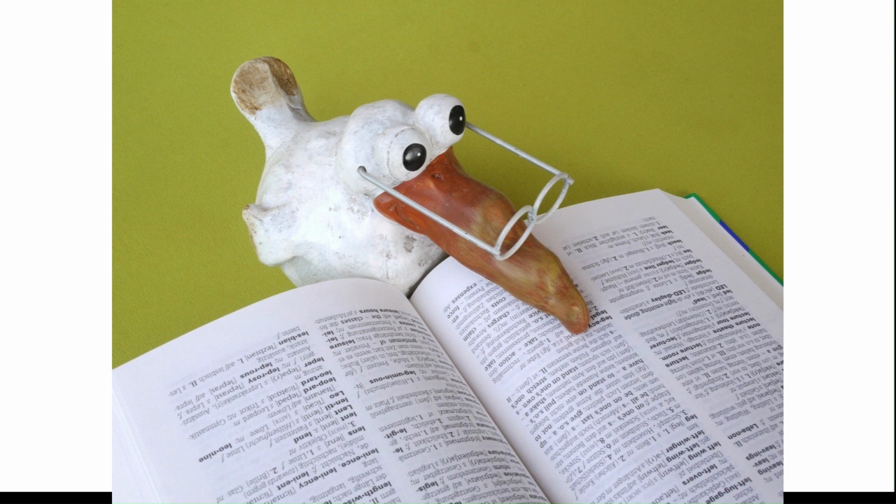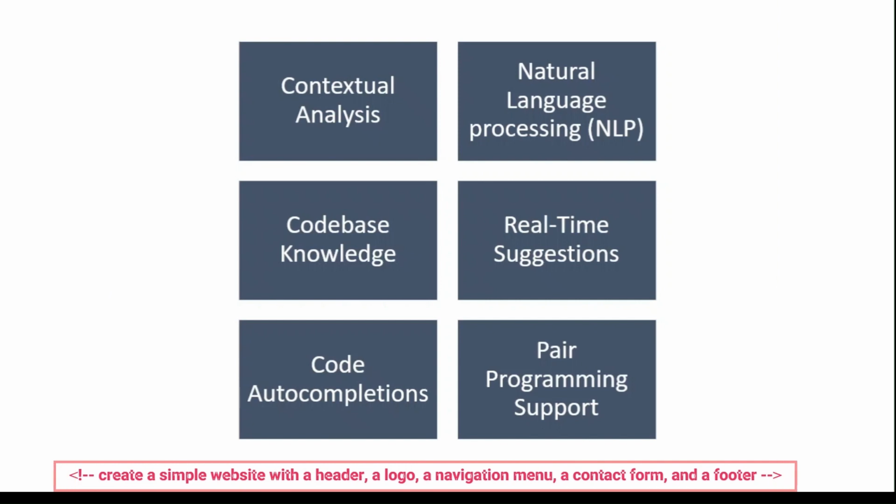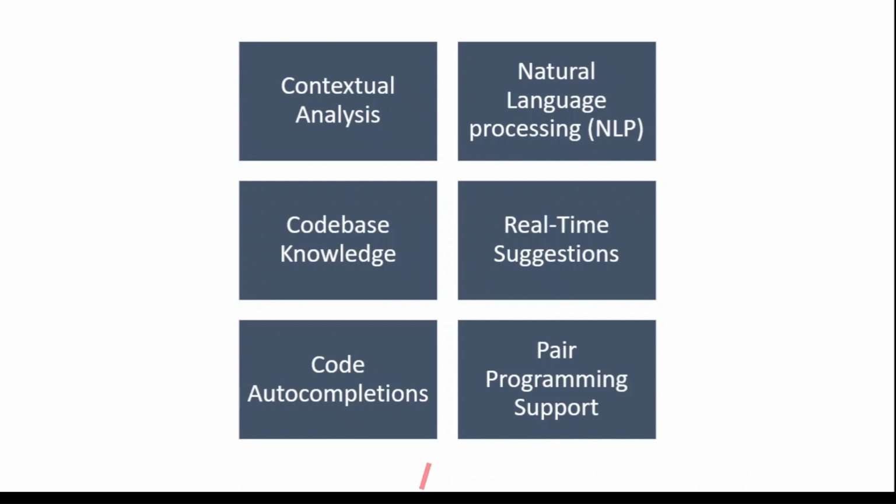The third one is natural language processing. Copilot understands natural language descriptions, comments, and function names in the code. That allows it to generate code based on a human-readable explanation. For example, you are writing something in HTML code: create a simple website with a header, a logo, a navigation menu, a contact form, and a footer. That will suffice for Copilot to suggest some code snippets. So it can understand natural language information.